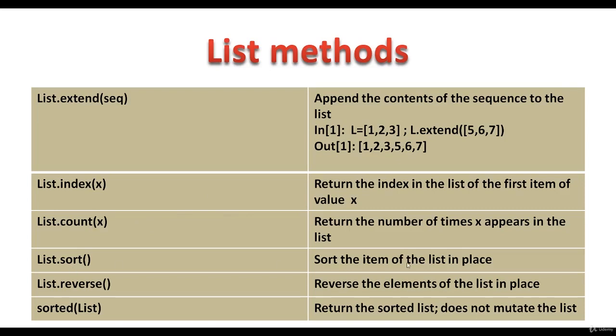List sort, it sorts the items in place in ascending order. If you want to make it in descending order, you have to write list sort reverse equal to true. List reverse, it reverses the elements of the list in place. This sorted function, it returns the sorted list but does not change the list in place. The original list remains intact.